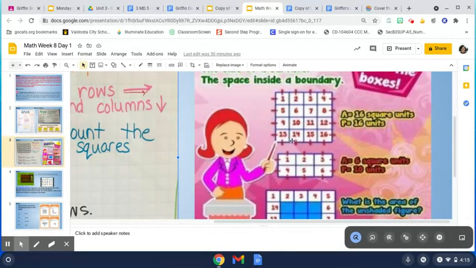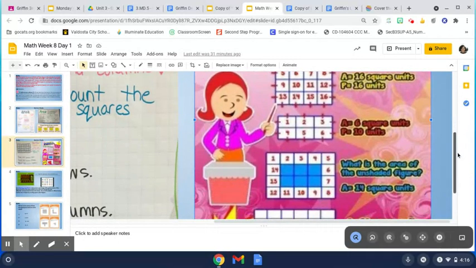Okay, and we can count the perimeter. The perimeter is the distance around on the outside. So area is what's on the inside. You see we have 16 squares. Perimeter is what's on the outside. So we can count the boundary around it. So you would go like this. You would count 1, 2, 3, 4, 5, 6, 7, 8, 9, 10, 11, 12, 13, 14, 15, 16. But perimeter is something we will learn later.